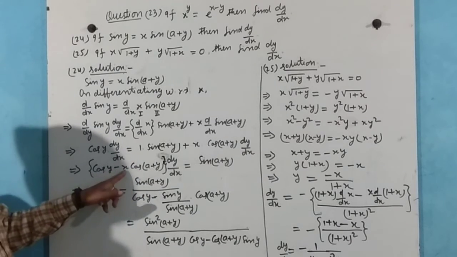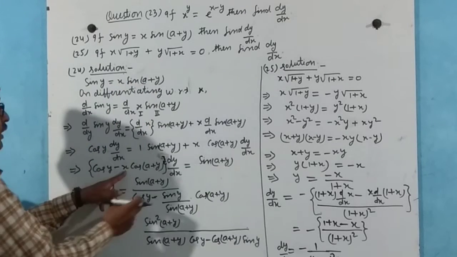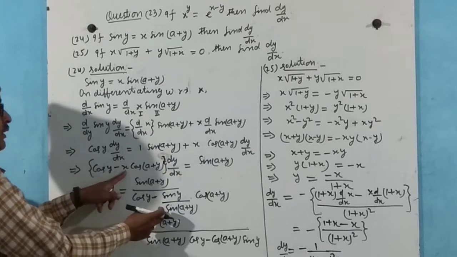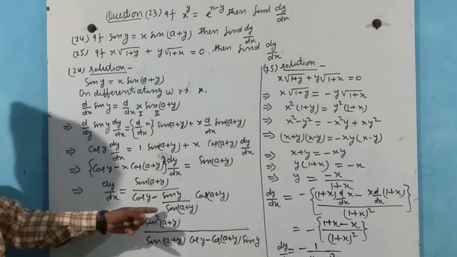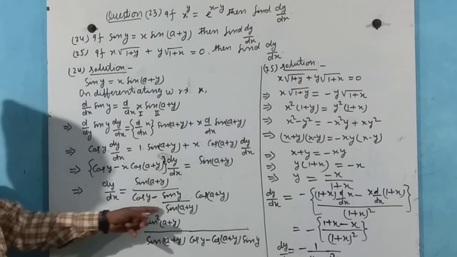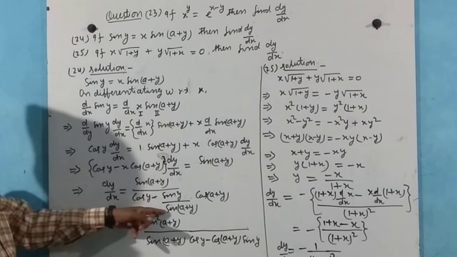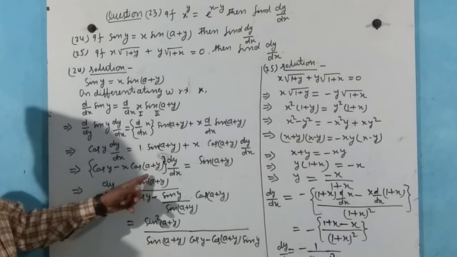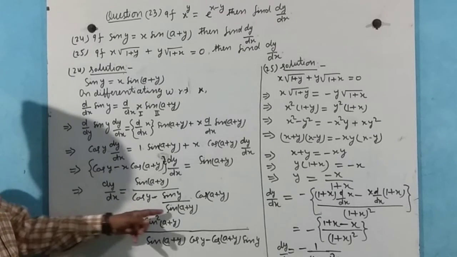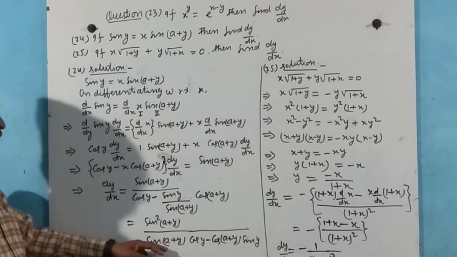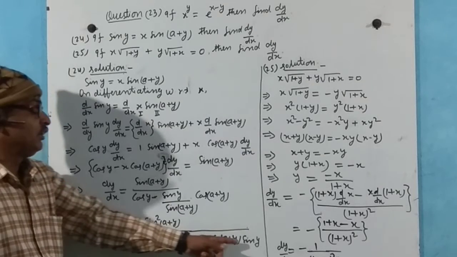Putting the value of x here, x equal to sin y by sin(a+y), so that sin y by sin(a+y) into cos(a+y). Now we take the LCM sin(a+y) and multiply here, so that this is equal to sin²(a+y), and this is equal to sin(a+y) cos y minus cos(a+y) sin y.